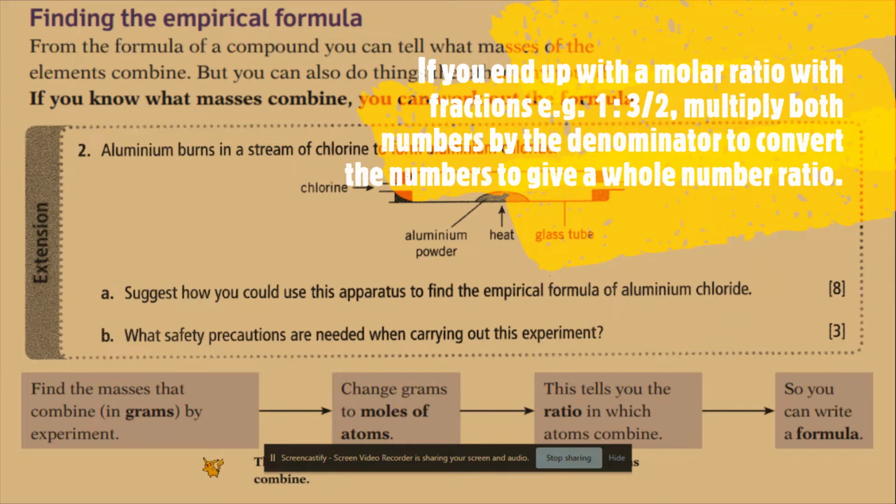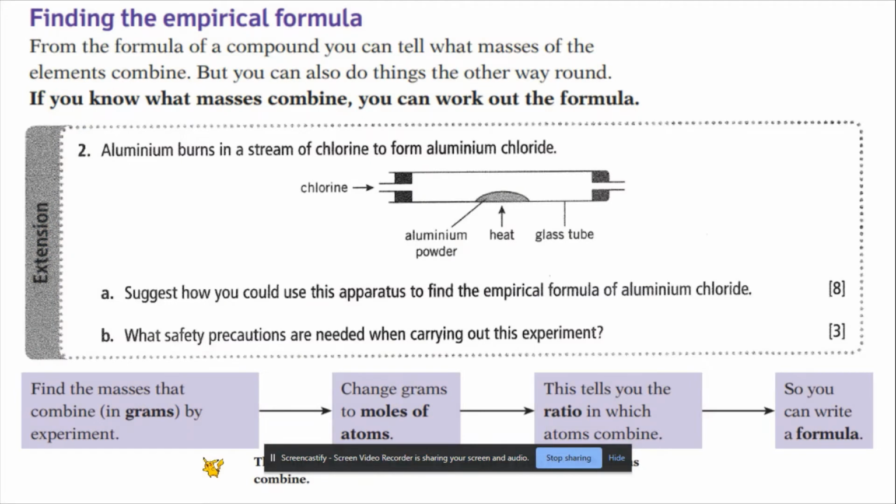So if you see something like 1 to 1.5, if you multiply both by 2, you'll get 2 to 3. So you can then utilize that in a proposed formula for your empirical formula. It's very, very important for me to emphasize that. This will allow you to get the simplest whole number ratio in which atoms combine. Okay, it's very important that we don't confuse that with your molecular formula.